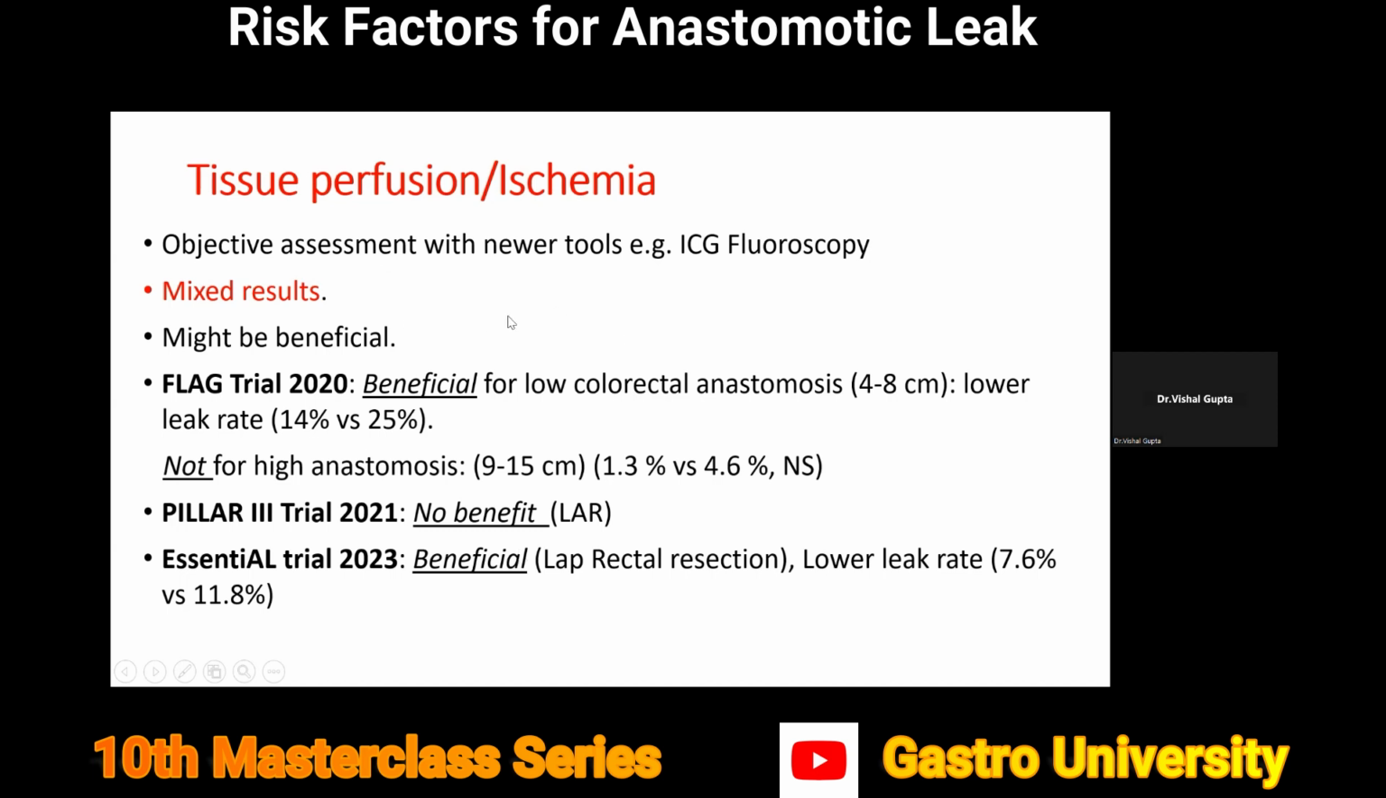So with the colorectal anastomosis, results are mixed. It might be beneficial. Maybe we will have some more strong data in future to suggest its routine use, but as of now, it cannot be recommended for routine use.